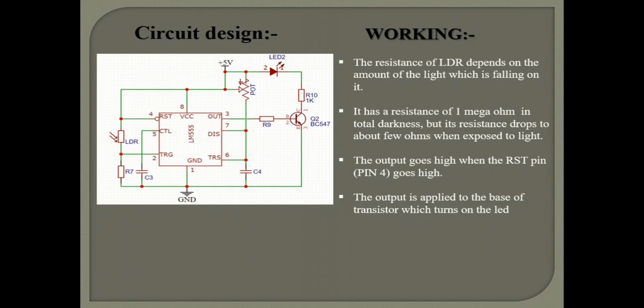During the daytime, more light falls on the LDR, hence its resistance decreases. So, pin 4 will be connected to ground. So, there will be no output at pin 3. During night, less amount of light falls on LDR and its resistance increases. So, pin 4 will be connected to 5 volt. This produces output at pin 3. Then, the transistor is switched on and the LED light glows.